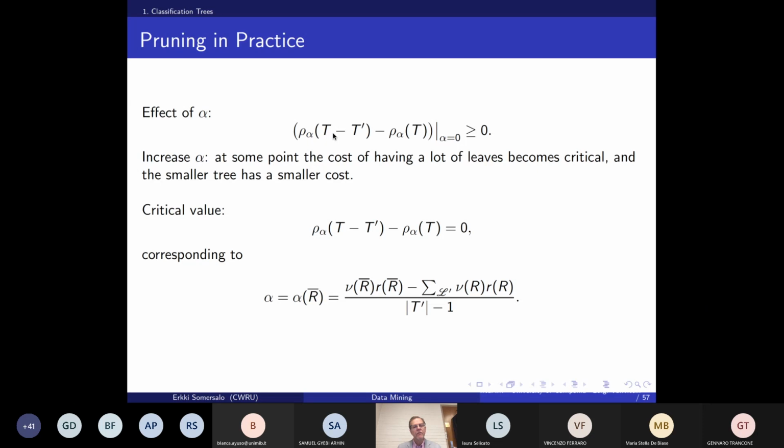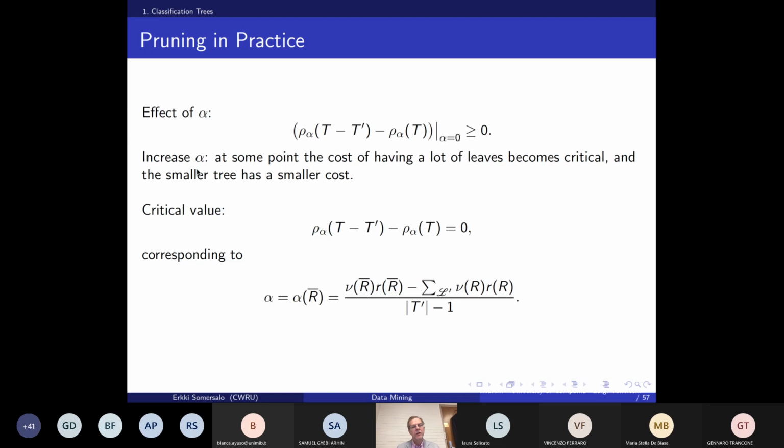And so therefore we know that this difference here, at alpha equal to 0, is positive or non-zero, non-negative, sorry. Now suppose you start to increase alpha. So what does it mean? It means that you start to give more and more weight to the complexity of the tree. And of course, at some point, the smaller tree wins, because the larger alpha is, the bigger the cost is for having complexity and lots of leaves.